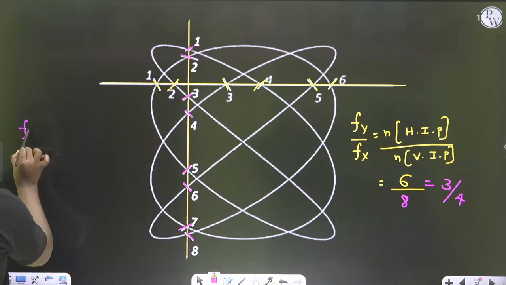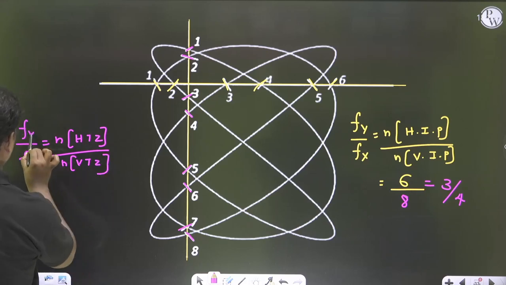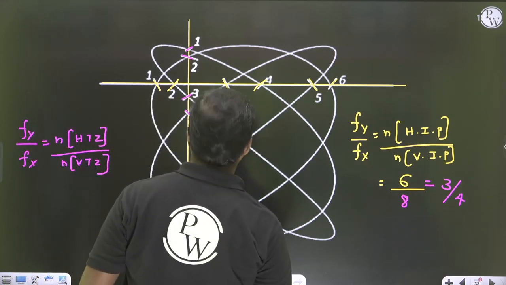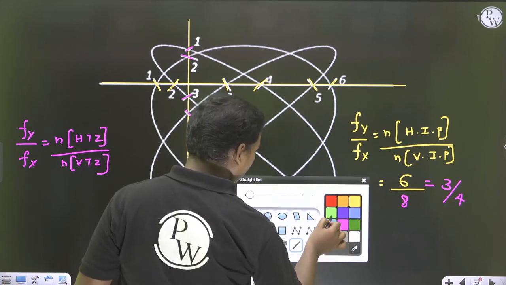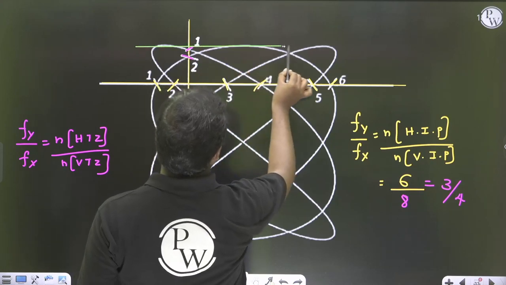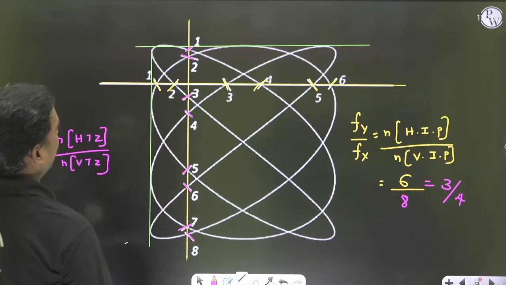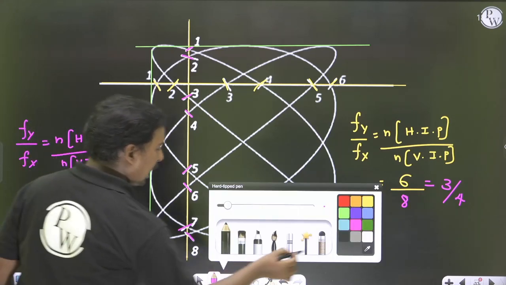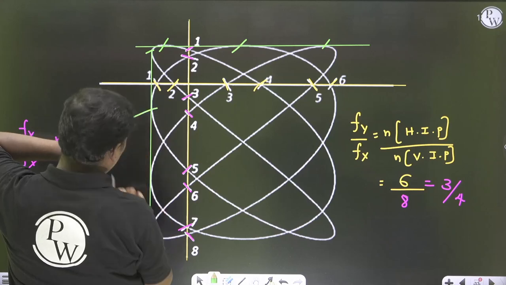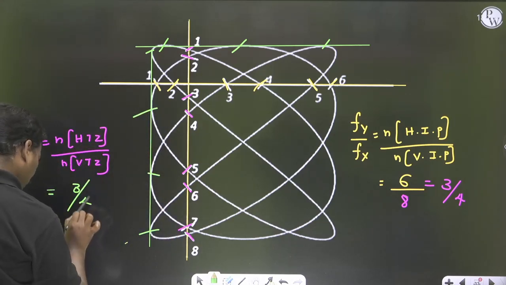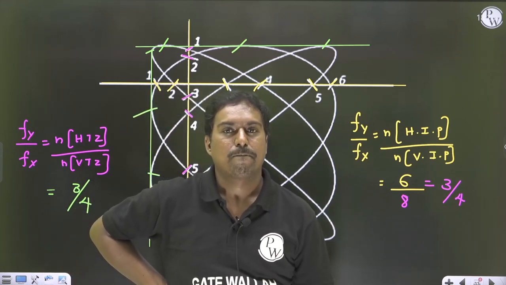If you take the tangencies method, take the number of horizontal tangencies by the number of vertical tangencies. So the number of horizontal tangencies: 1, 2, 3, 4. So we'll get 3. You understand? This is the way to clear that. Okay.